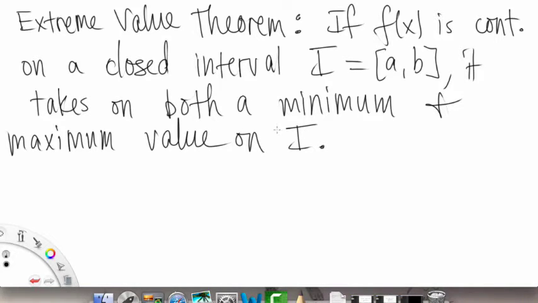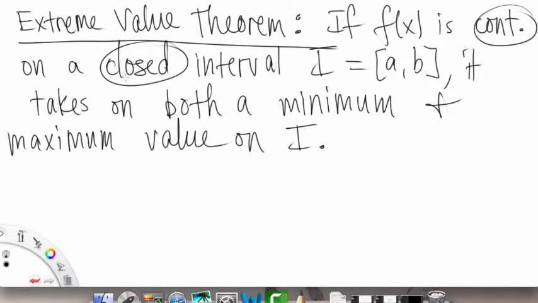Okay? So that's a very important theorem actually. So we're saying if f is continuous, so that eliminates the whole possibility of having a discontinuity, and we're saying on a closed interval, so that eliminates the whole open interval thing, which could lead to no extrema at all. So if both of those conditions are fulfilled, then this function takes on both a minimum and maximum value on the interval we're looking at.